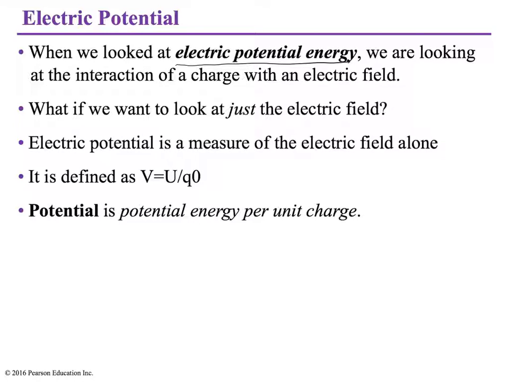But we would like to take the charge out of that and really get some information about the electric field alone. And basically that's what electric potential allows us to do. If we think about the charge in the electric field as Q naught, then the potential is equal to the potential energy over that Q naught. So potential, in its definition, is the potential energy per unit charge.